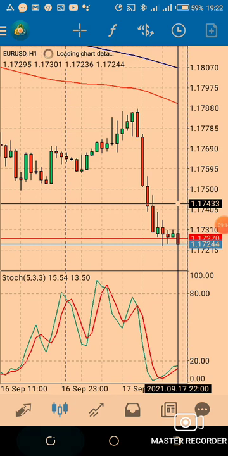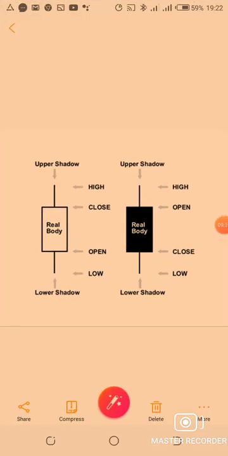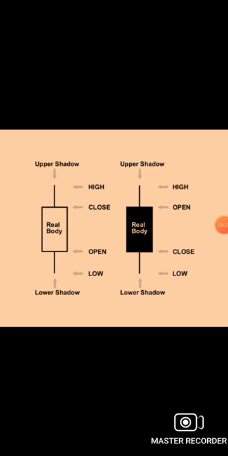Let me move to that point again. Look at it categorically, this area. Can you see where the high is? The high is the shadow above a bullish candle, or the shadow above a bearish one. Since the market closed on a bearish candle, then we will need to check the high. We will check the high.